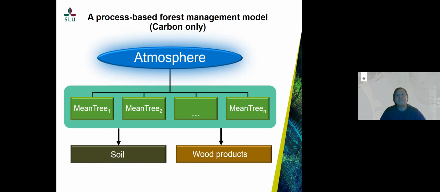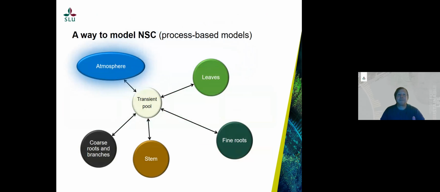And depending on the size and the species of the mean tree, some parts of the tree move either to the soil or to the wood product pools. In this presentation, I won't bother much with the soil or wood products pool. I am now continuing only with modeling a single mean tree. And let's start with a very simple model. So carbon is fixed by the tree by photosynthesis and is temporarily stored in a transient pool. And from this transient pool, carbon is allocated to the tree organs, such as leaves, the fine roots, the stem, and coarse roots and branches.